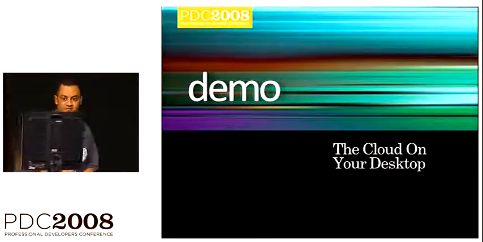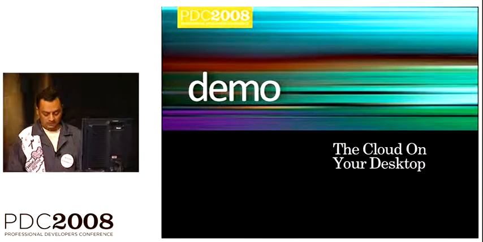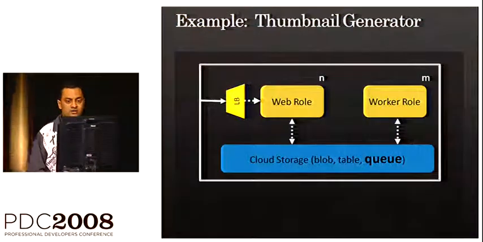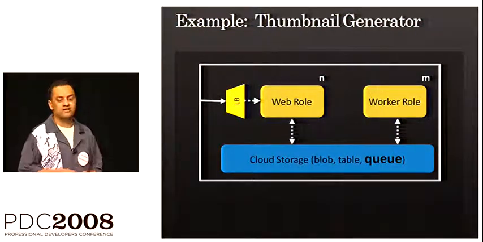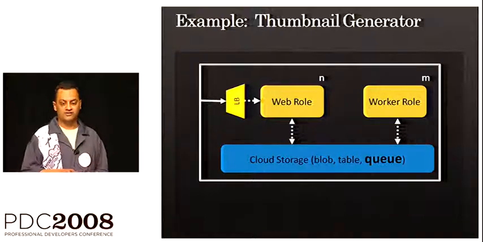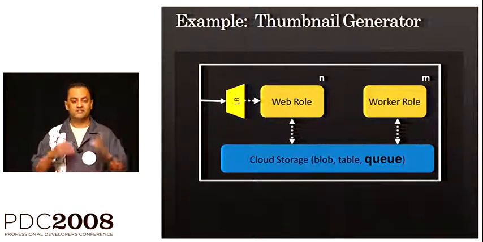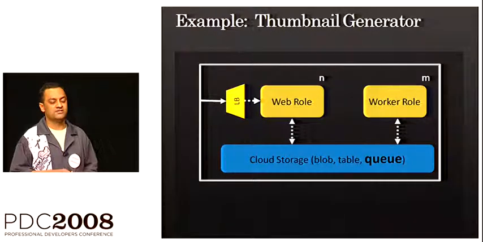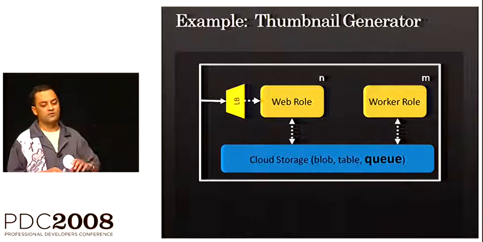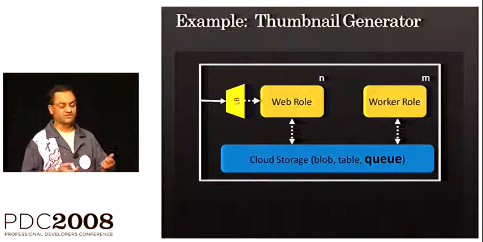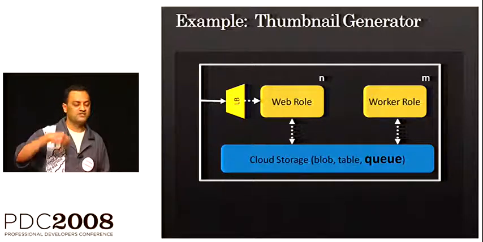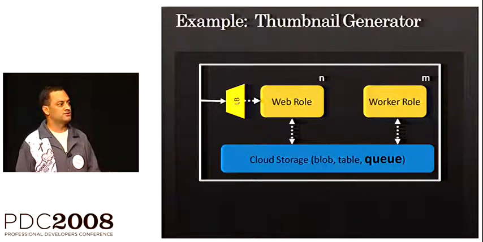So I have a simple service which I call the thumbnail generator. This is a picture of the conceptual architecture of my thumbnail generator service. What it's got is there's a bunch of these things called web roles, which are just some ASP.NET code sitting behind a load balancer, and they're taking some requests where they're taking in pictures. And they're putting those pictures as blobs into this cloud storage system.